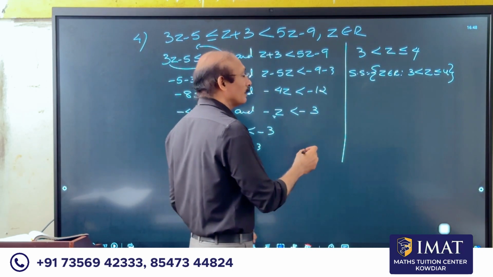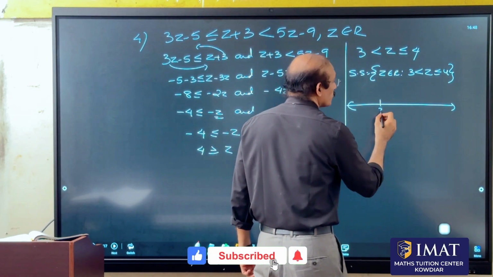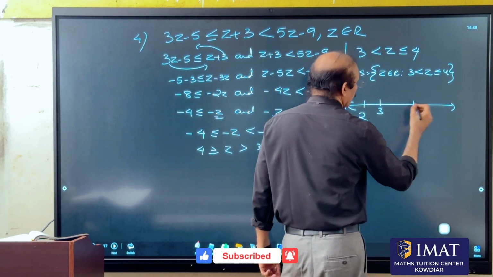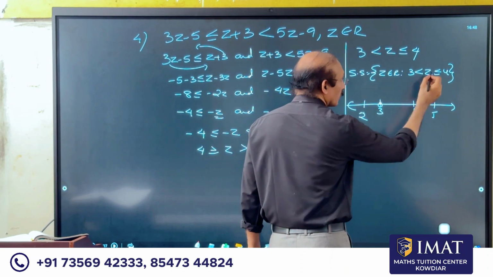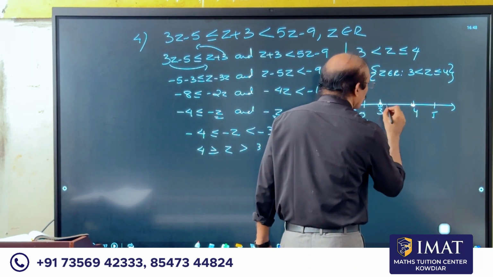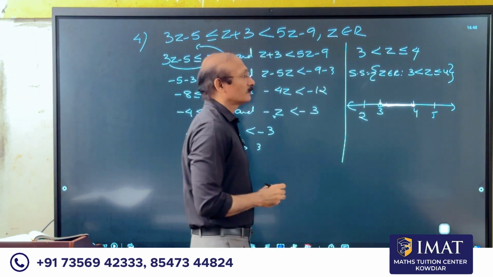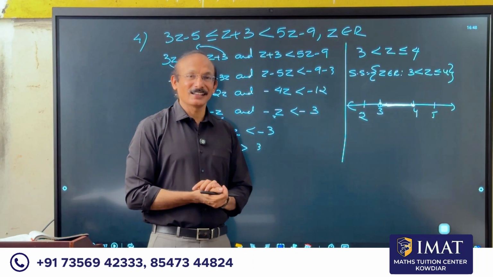Let us show this on the number line. How do you show this on the number line? So you have all values between 3 and 4. So I'll just show one value here to the right, left, and this 5 to the right. So 3 is not included, putting a circle. 4 is included, darken it. All the answers, all the portion between these two is your answer. This is the solution of this particular question. I hope this question is clear.